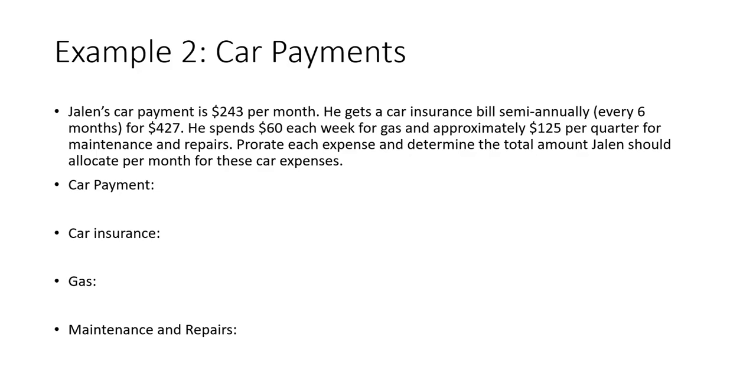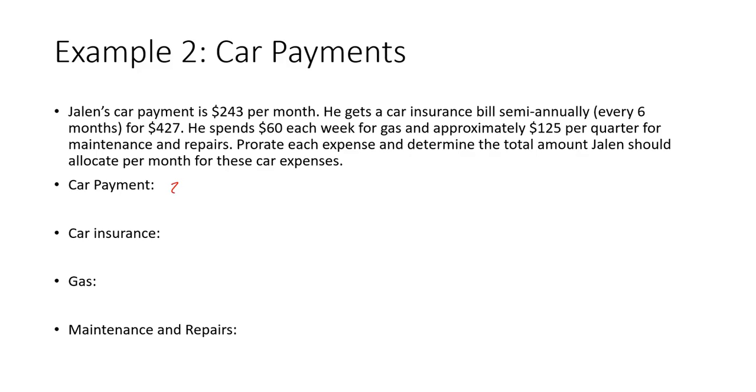So Jalen's car payment is $243 per month. He gets car insurance bills semi-annually, so every 6 months, for $427. He spends $60 each week for gas, and about $125 per quarter for maintenance and repairs, so every 3 months. We want to prorate each expense to determine the total amount that you'll spend over the course of a year, and then we can figure out how much you would allocate each month.